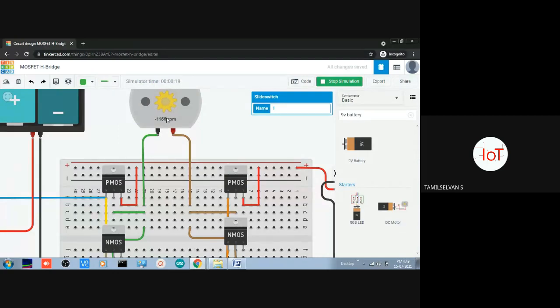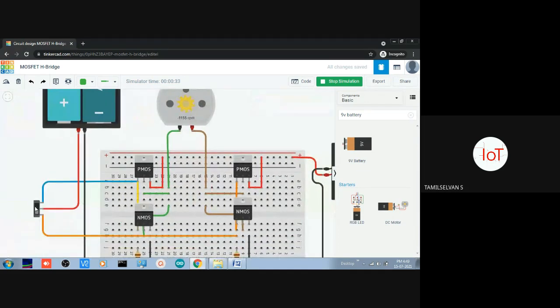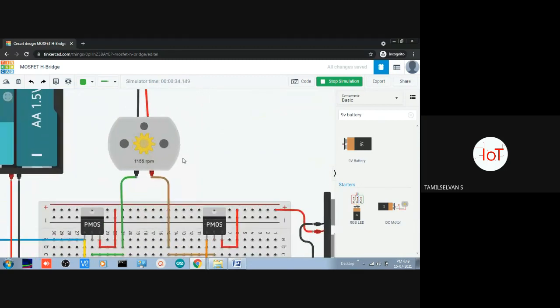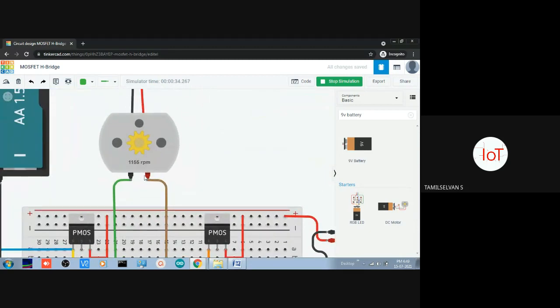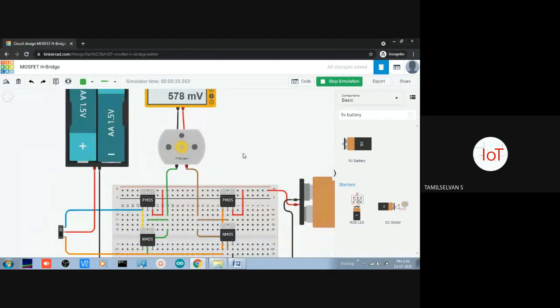You may wonder why it is so. Because the right side terminal is the positive. See here, for this motor, the right side terminal is positive and the left side terminal is negative. So in the reverse direction, it is moving from left to right. Suppose if I change the direction, you will be able to see that now the motor rotating direction is from the positive to the negative. See, in this direction, from the positive to the negative. So that's why it is showing it as positive. I hope it is visible and it's clear.